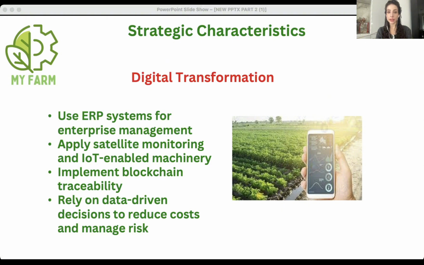The third characteristic is about digital transformation. Enterprise resource planning systems, satellite monitoring, blockchain traceability, and IoT-enabled machinery are standard tools within these businesses. Data-driven management helps to optimize input use, reduce costs, and manage risks.